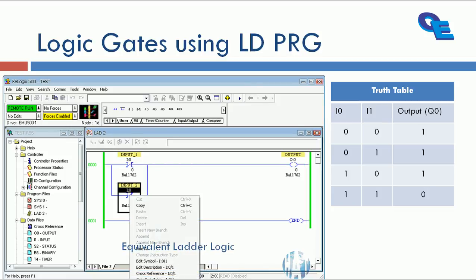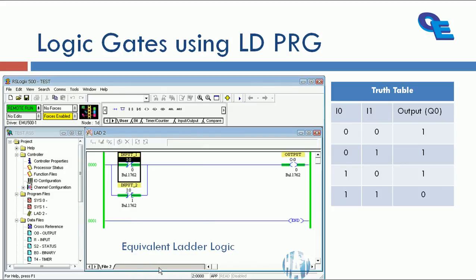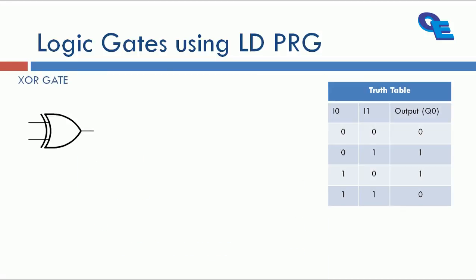When both the inputs are triggered or made one, then the output is going to be false condition or off condition. Now, for the XOR gate, you just have to concentrate on the second and third conditions here: 0 1 and 1 0.